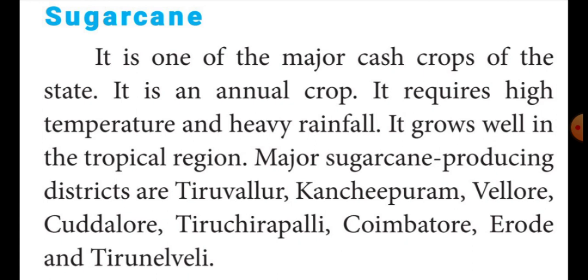Mostly sugarcane is grown in tropical regions. In tropical areas, mostly the farmers are cultivating sugarcane. The major sugarcane producing districts are Tiruvallur, Kanchipuram, Vellore, Kudalur, Tiruchirappalli, Coimbatore, Erode and Tirunelveli.